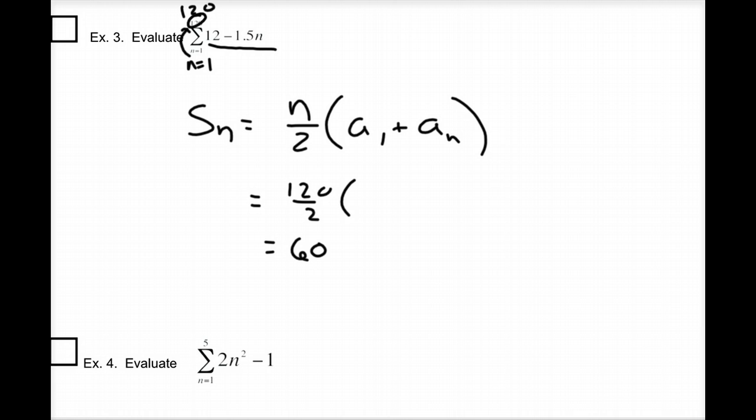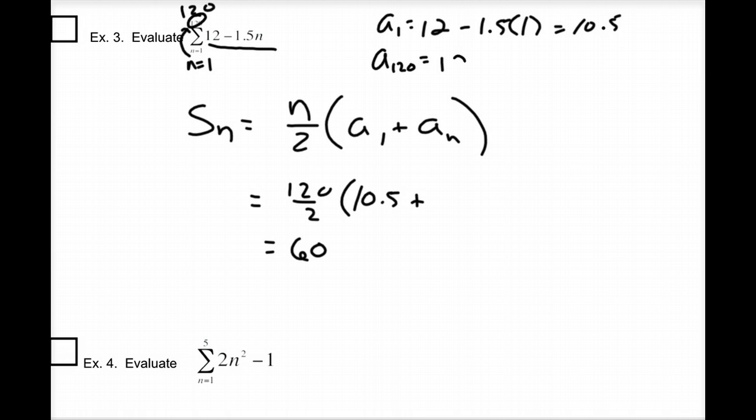The first term is what you get when you plug in a 1. 12 minus 1.5 times 1. So 12 minus 1.5 is 10.5. That's the first term. And the nth term is what you get when you plug in the last number, which in this case is 120. That's my n. That's my last number. That's what we want to go up to.